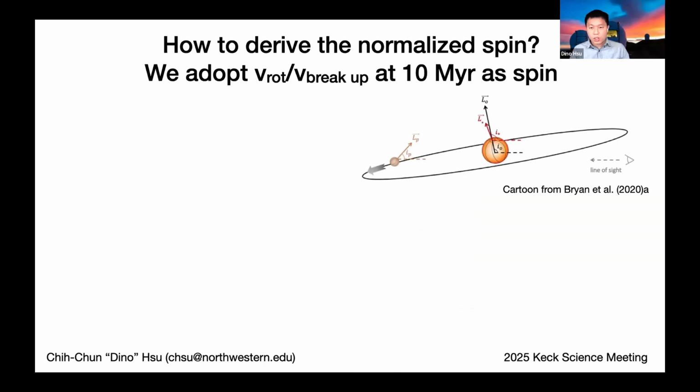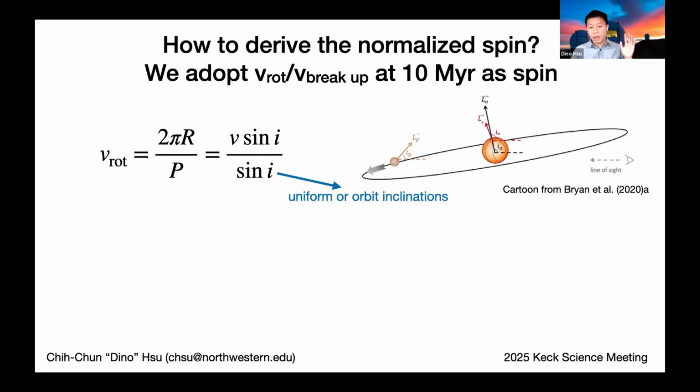To derive our spins, we actually need to do some more work to analyze the true rotational velocity. The rotational velocity is a function of v sin i, and then we need to disentangle this sin i factor, which is inclination. We can either assume random or uniform inclinations, or inclinations aligned with the orbits. We also need to normalize as a function of breakup speed, and breakup speed is the square root of GM over R cubed.